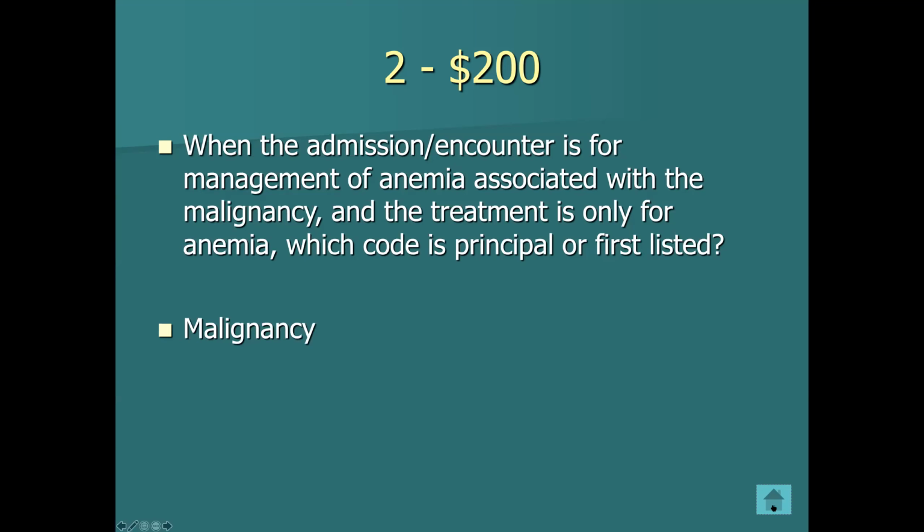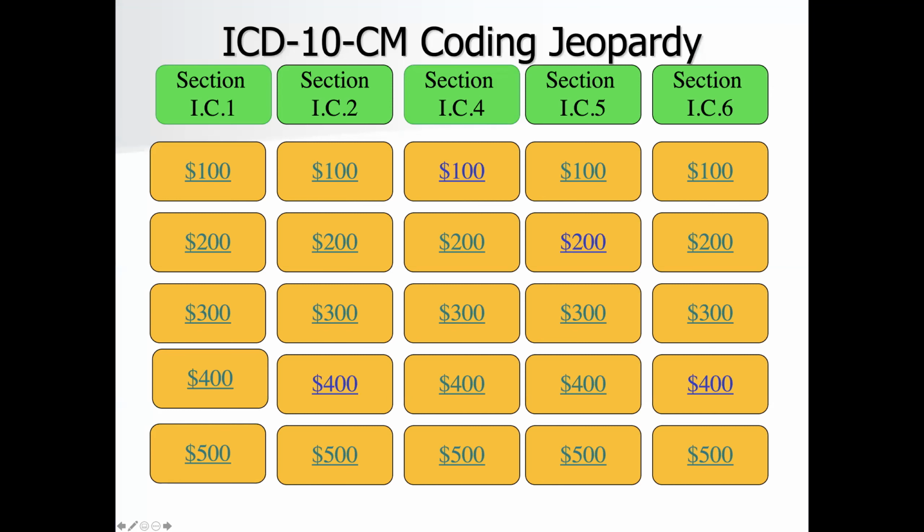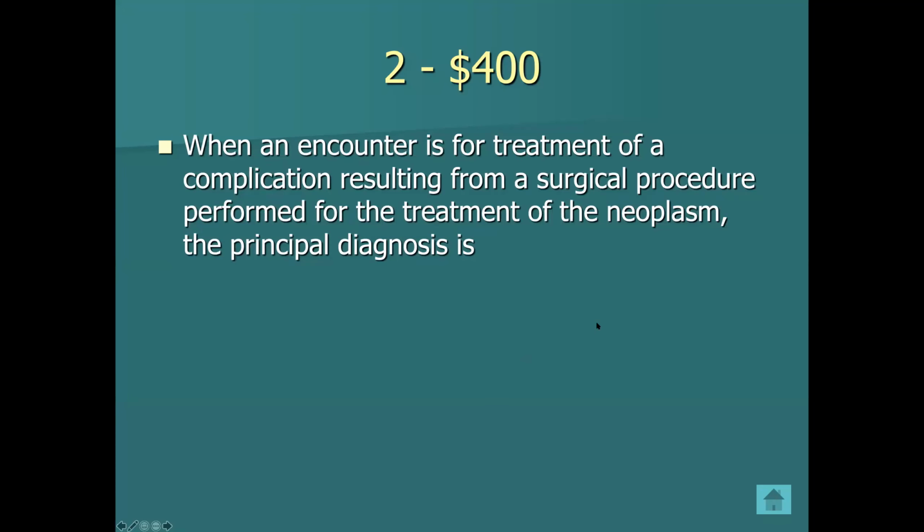All right, next up, Lisa. Section 2 for 400. When an encounter is for treatment of a complication resulting from a surgical procedure performed for the treatment of the neoplasm, the principal diagnosis is? What is the complication? That is correct. All right, back to Destiny.